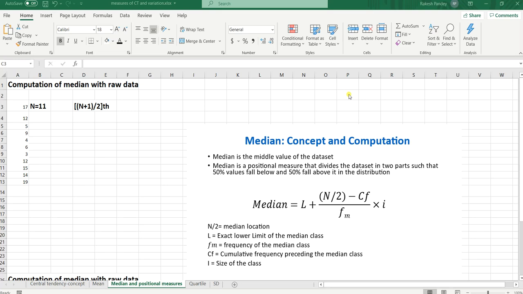Median is the middle value in the data set. This is one data value in the whole data set that divides the complete data set into two parts in such a way that 50% cases lie below it in the data distribution and 50% cases lie above it.